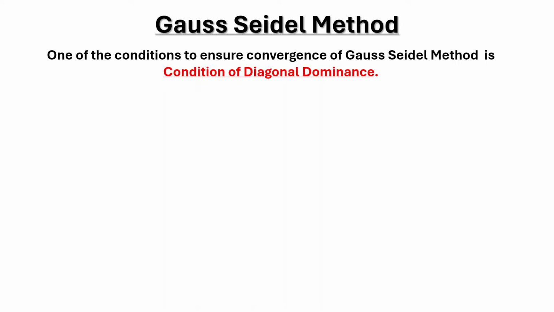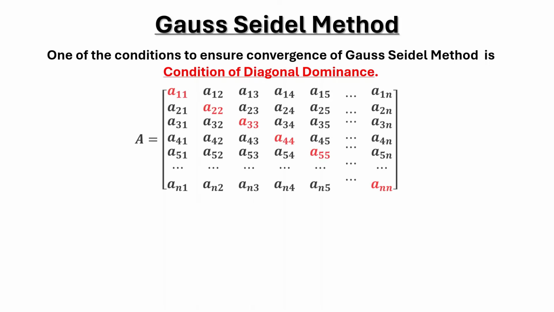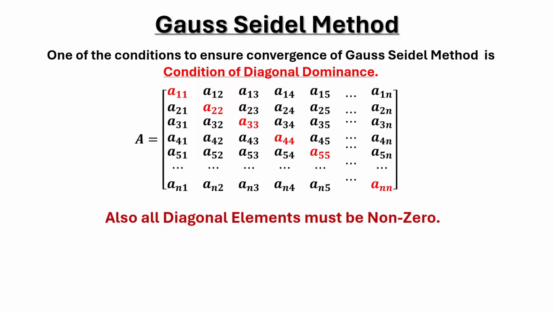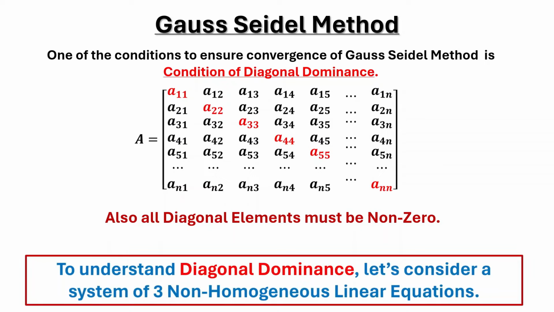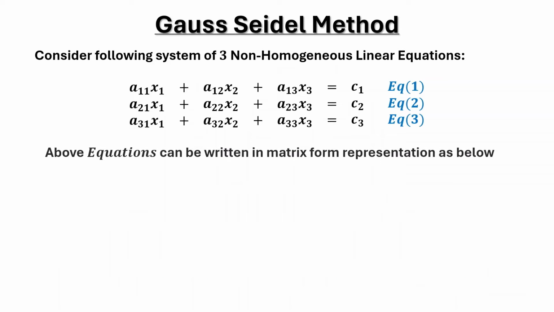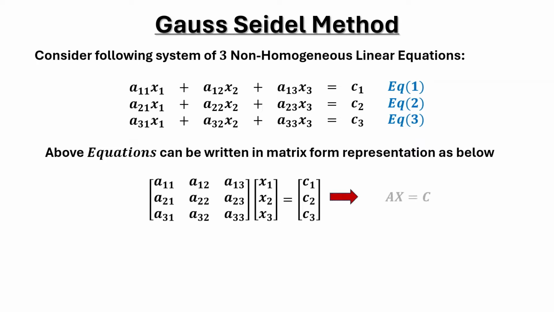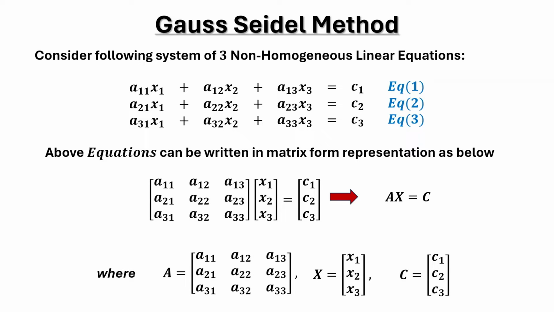One of the conditions to ensure convergence of Gauss Seidel method is condition of diagonal dominance. Also, all diagonal elements must be non-zero. To understand diagonal dominance, let us consider a system of three non-homogeneous linear equations. Above equations can be written in matrix form representation as below, where A, X, and C represents corresponding matrices.